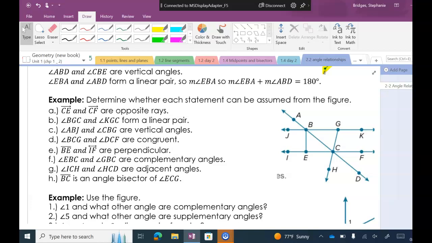Adjacent. Yes. Isn't it? Yes, they are adjacent. Oh, I thought.